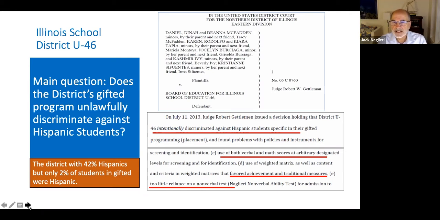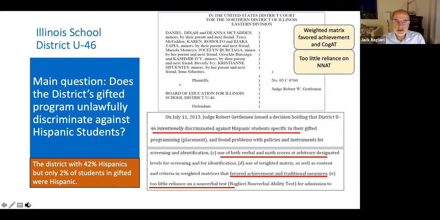The way that they did that was they used verbal and math scores for screening, and they used a weighted matrix, and the weighted matrix favored verbal and math scores, and they basically ignored the score that they should have paid the most attention to, which was the nonverbal test score. Because a student with a high nonverbal test score is gifted, even though they may not be accomplished. So the weighted matrix was a problem. Too little reliance on the nonverbal score was a second problem.